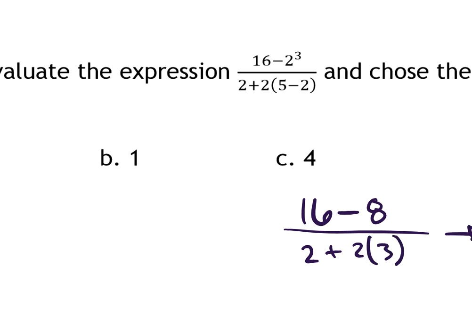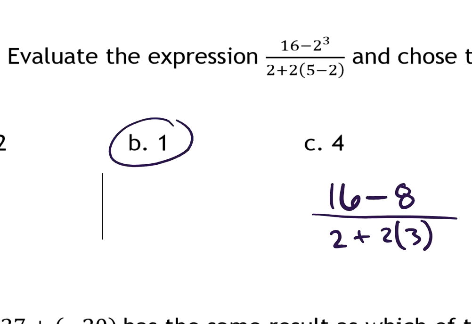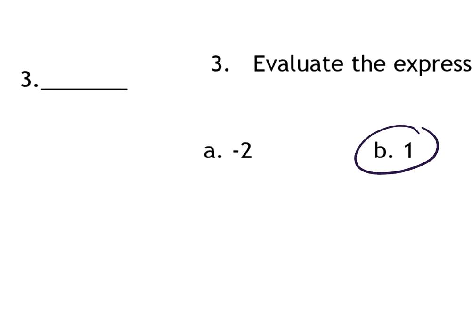So take this a step further. 16 minus 8 is 8. And then that's a 2 plus 6 in my denominator, which is equal to 8. So I end up with 8 over 8, which is 1. And it turns out B is the number 1. So my answer is B.